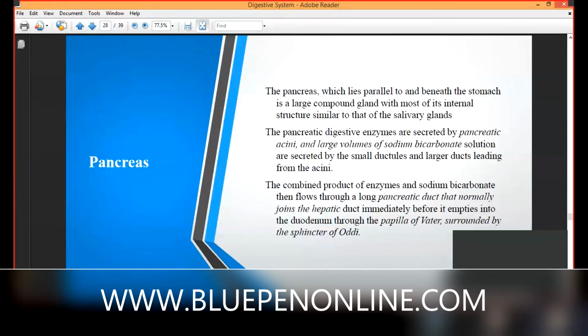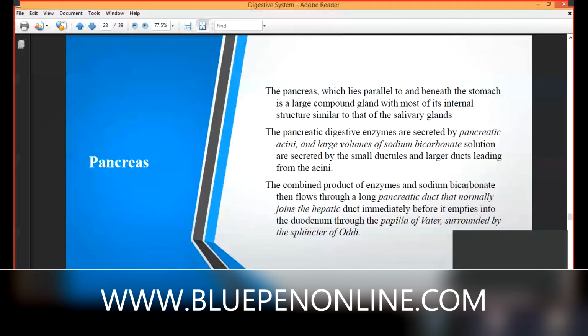Actually, the main function is to digest all the 3 types of food, that means the carbohydrate, protein, lipid. The pancreatic cells secrete enzymes to digest all the 3 types of food. And also the food, that means the chyme from the stomach, enters into the intestine, which is rich in HCl.